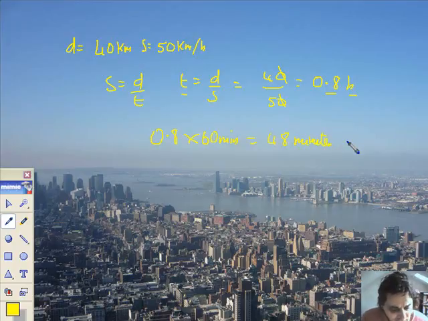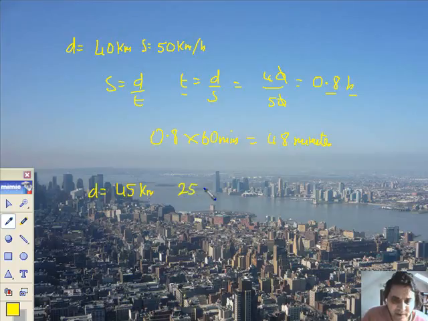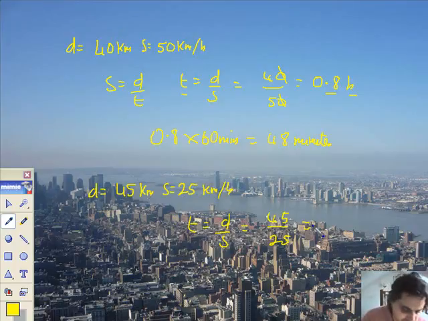Alright, I'll do the last one. A cyclist travels 45 kilometres, so that's a distance, at a speed of 25 kilometres per hour. So that's the speed. So using this formula, time equals distance divided by speed. Distance of 45, speed of 25. Just grab the machine immediately. I'll go 45 divided by 25 equals 1.8.